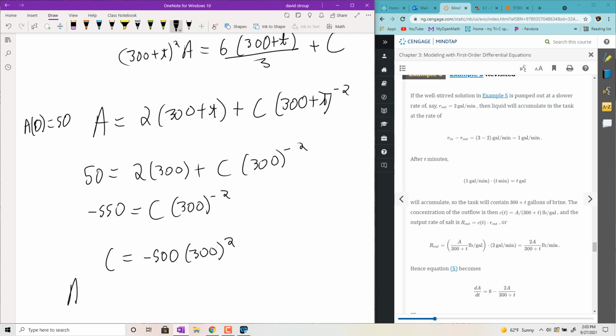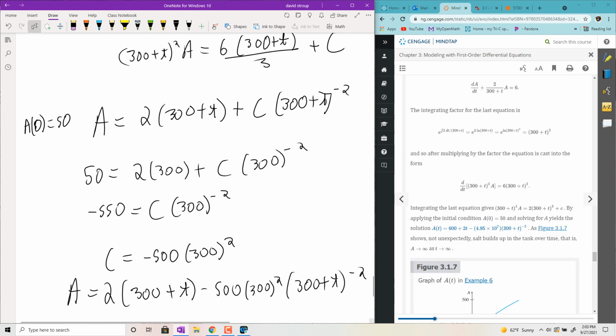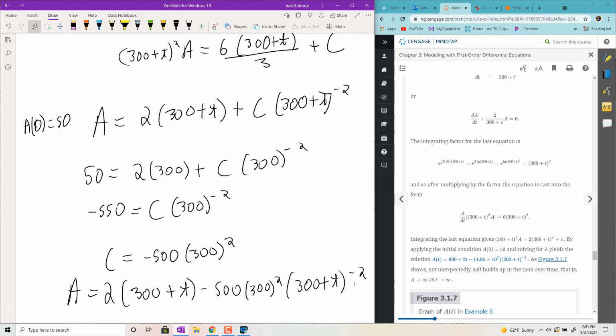And then plug that back into your equation. You get a equals 2 times 300 plus t plus, or rather minus 500 times 300 squared times 300 plus t to the negative 2. Okay. And I think that's what you should get there. And they're giving me the funny answer in all of its glory.